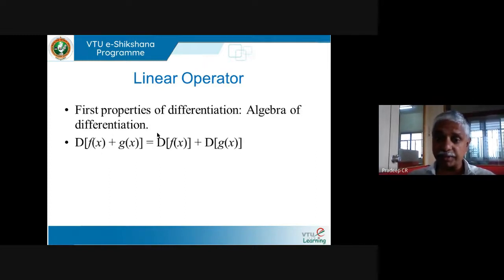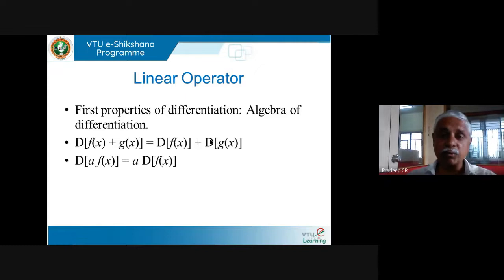has some nice properties. For example, D of f of x plus g of x is D of f of x plus D of g of x. That means if you give me two functions, their sum is also a function, and the derivative of the sum is the sum of the derivatives. Here I don't care what f is, what g is. For all f, for all g, this is true.